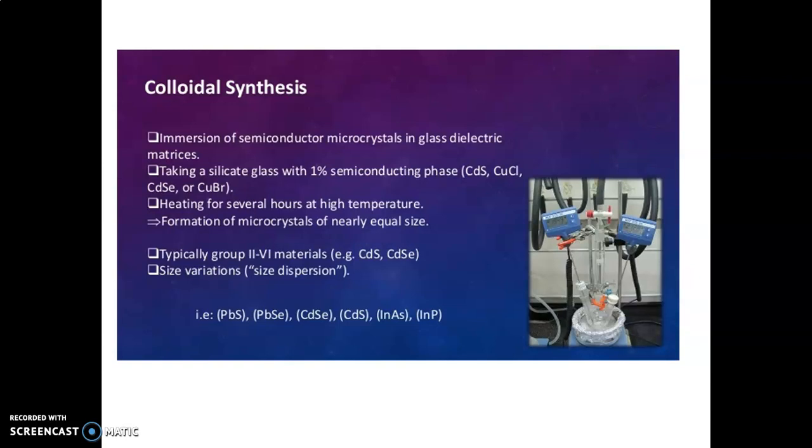So due to that, what will happen? We are forming microcrystals with equal size. Typically, a group of 2 and 6 materials are manufactured. Examples are cadmium sulfate and cadmium selenium, very simple examples. So various sizes can be developed, and size is the important process.